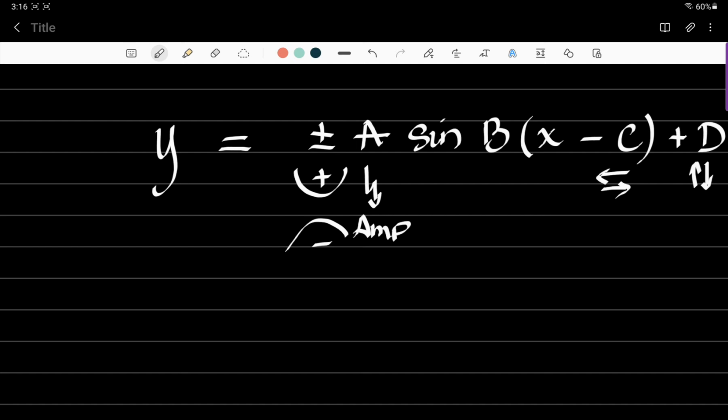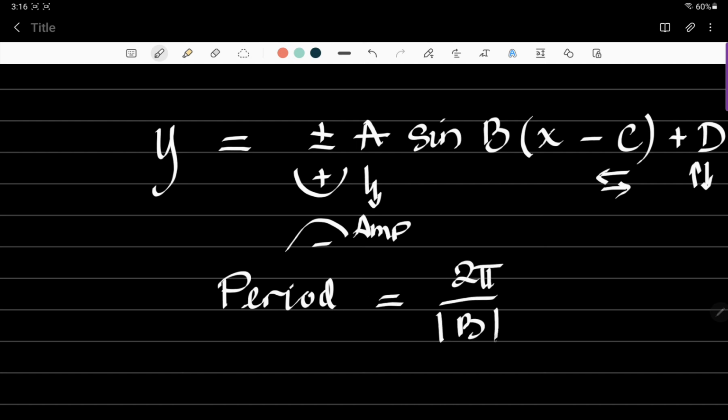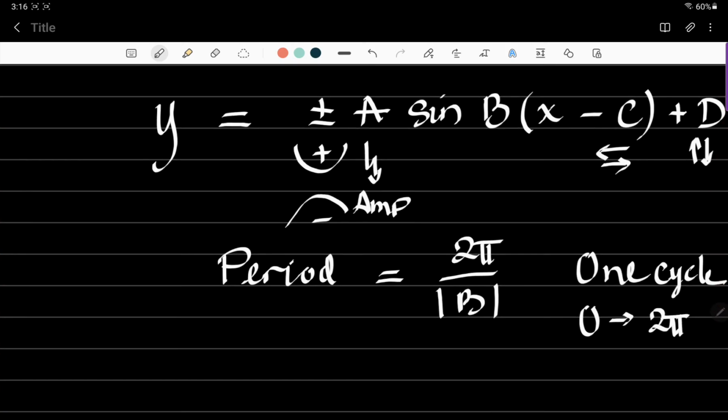Now in this case, the B will be helpful for the period. The period will be 2 pi over B. The period is one cycle, for example, 0 to 2 pi. And then we also have the shifting, the phase shift.